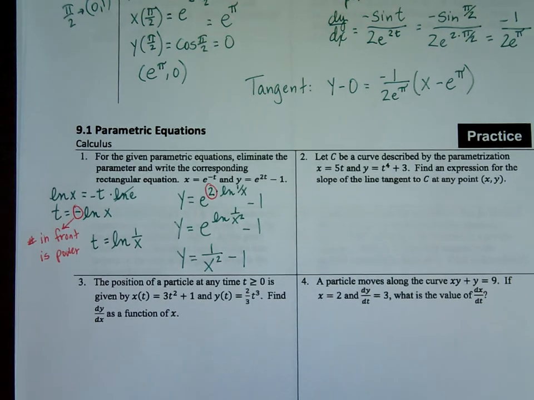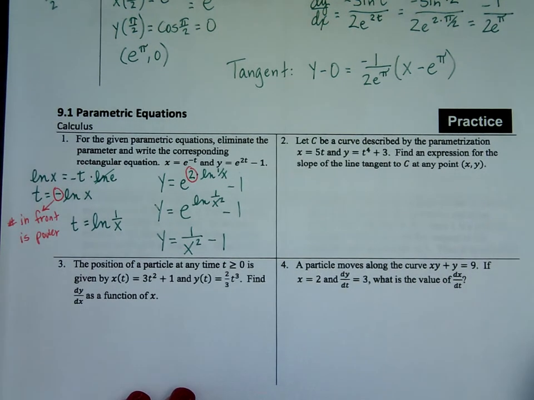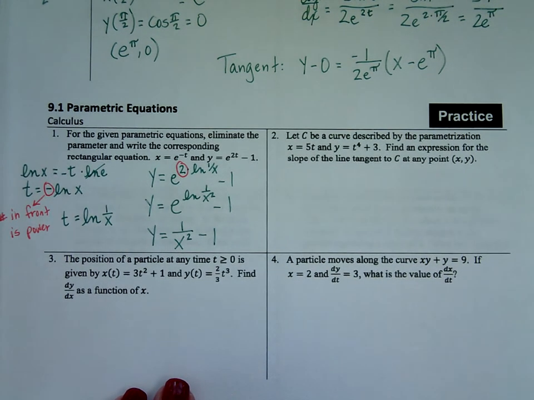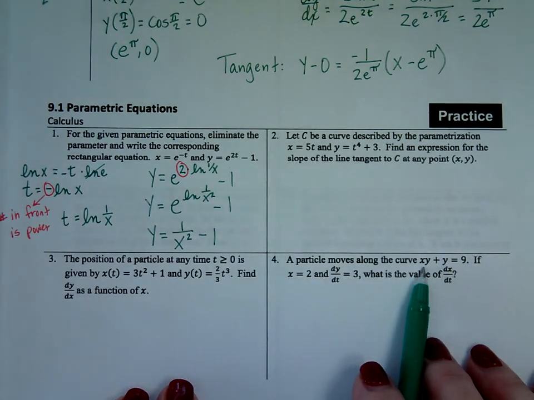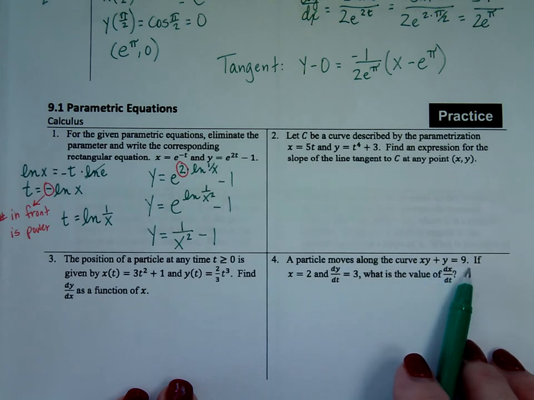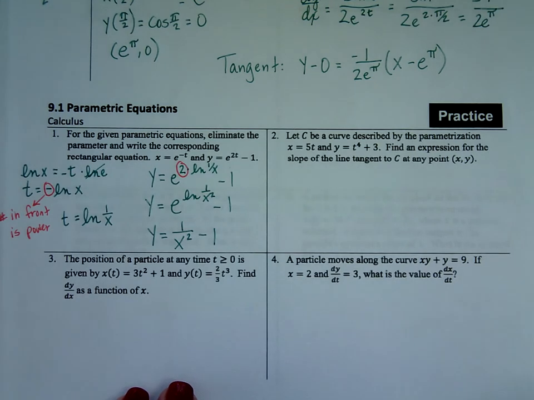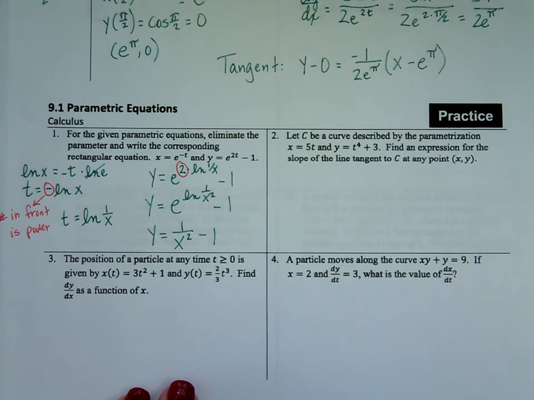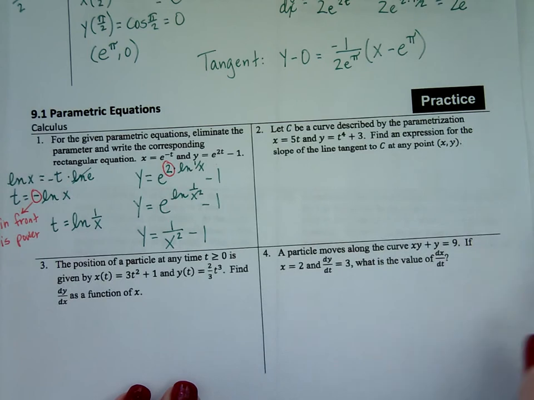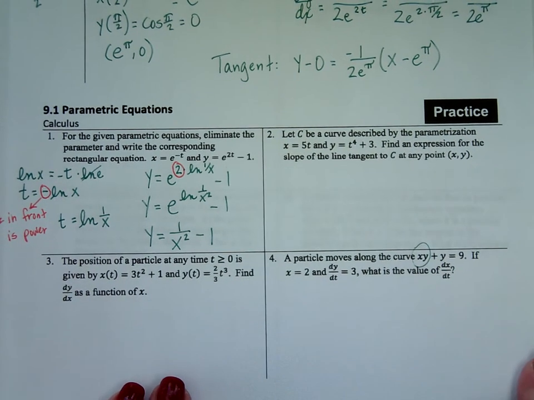Next one I thought was interesting was number 4, because it added something in that I wouldn't have necessarily thought about. A particle moves along this curve implicitly: xy plus y equals 9. If x is 2 and dy over dt is 3, what's the value of dx over dt? So you know you have to take the derivative, right? Because they were talking about dy's and dx's. This first piece here is a product rule, x times y, so we're going to implicitly use the product rule on this.